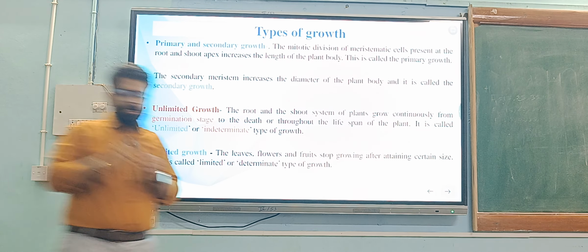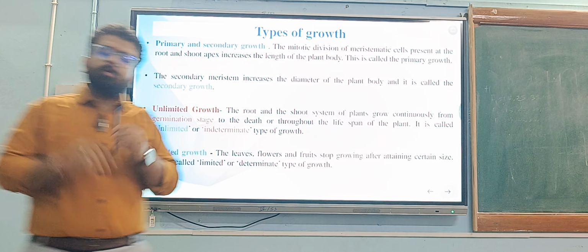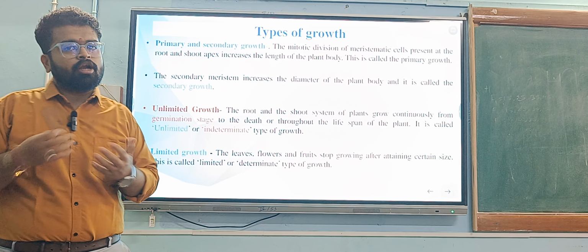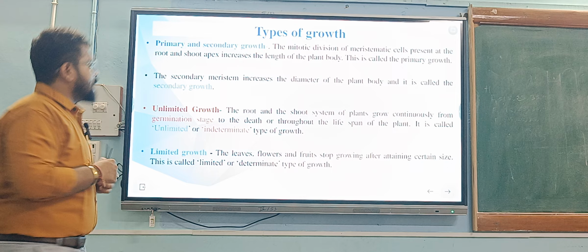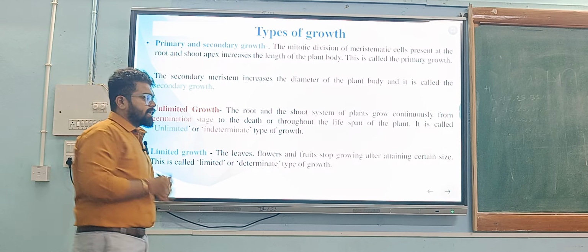The primary growth is the increase in the length and depth of the root and shoot. And the increase in the cell mass, increasing the density or diameter of the plant body, we call it secondary growth.